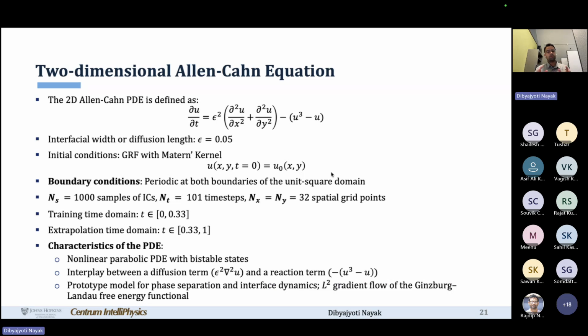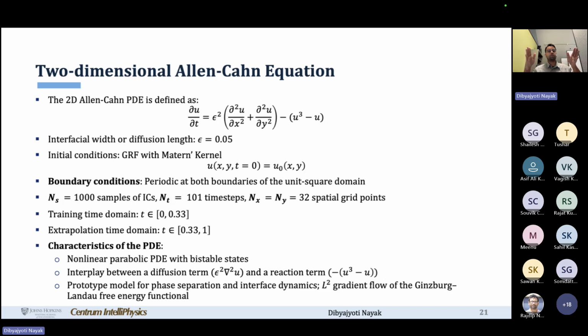And the final PDE which we'll look at is the two-dimensional Allen-Cahn equation. So this equation has applications in modeling phase separation and interface dynamics, and this is also a nonlinear parabolic PDE with bistable states. Why do I say bistable states? Because you can be either at plus or minus 1 depending on which phase you are in, and the PDE has this form. So this epsilon is the interfacial width or the diffusion length, and the higher the value of epsilon, the more numerical dissipation characteristics this PDE has. Apart from that, we also have a reaction term, which is minus of u cubed minus u.